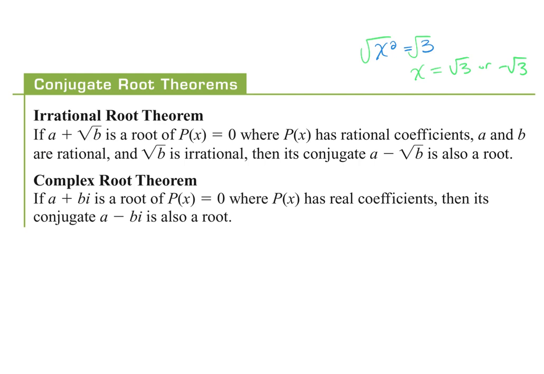The same is true of complex roots. Let's look at this. When you have an imaginary root, it will also have a little partner that goes with it, even if they don't tell you. So if I have something like 3i, then I have to have negative 3i as a root as well.